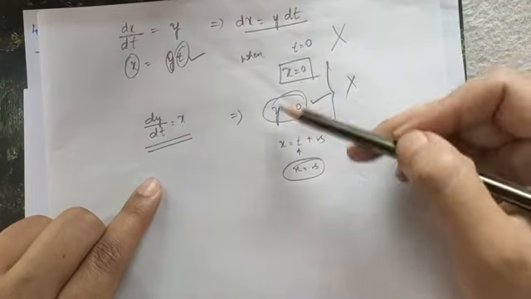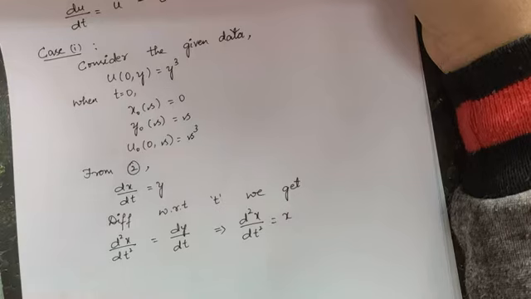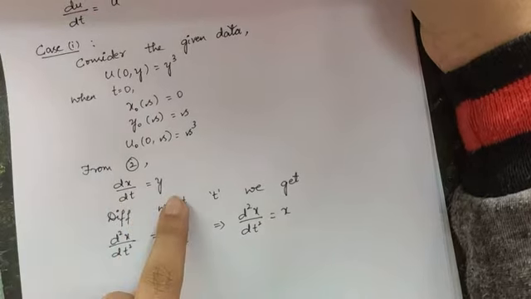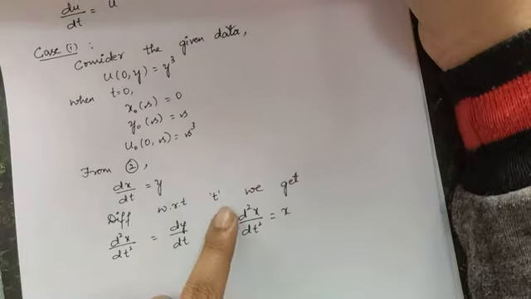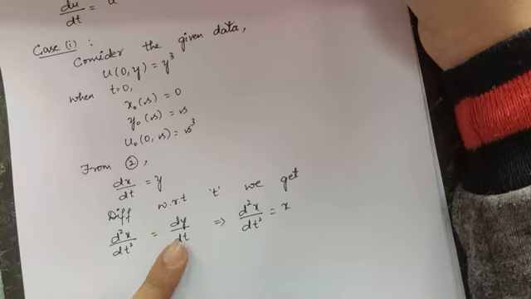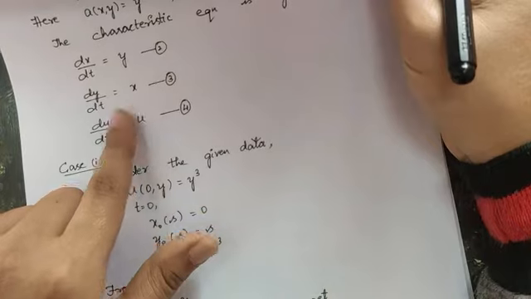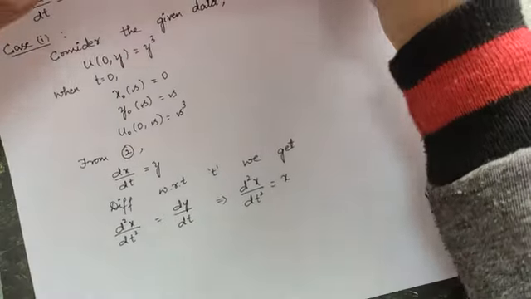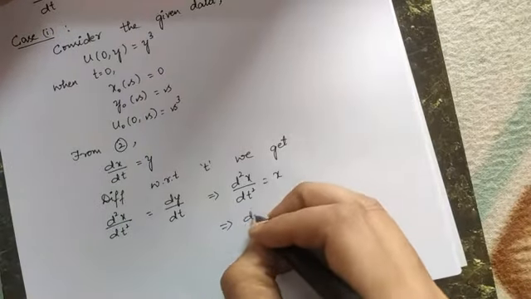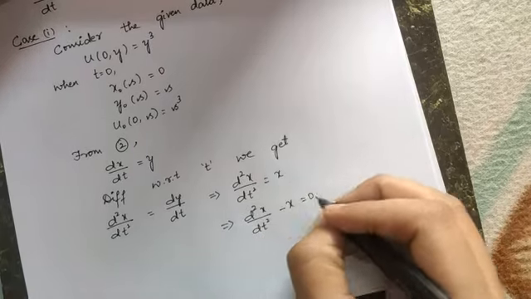So in order to solve this type of problem, we will use some other method, that is, we have dx by dt is equal to y. So what I will do is I will differentiate this equation with respect to t, so that I will get d square x by dt square is equal to dy by dt. So from your characteristic equation, I know the value of dy by dt. If you substitute here, you will get d square x by dt square is equal to x. You can write this as d square x by dt square minus x is equal to 0.